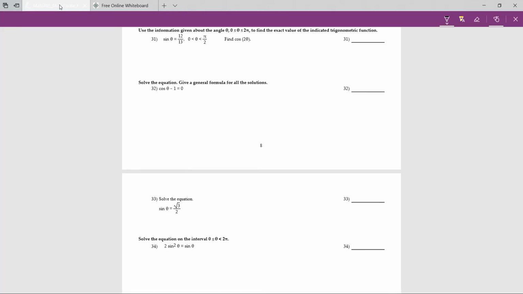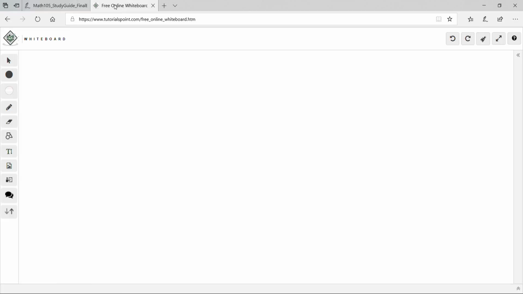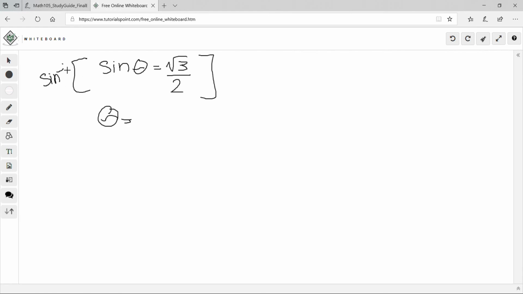33 is solve the equation. So we have sine of theta equals square root of 3 over 2. This is pretty simple. You know that in the unit circle, it's like what degrees. If you wanted to solve for theta, you can apply sine inverse. So theta equals sine inverse of square root of 3 over 2.